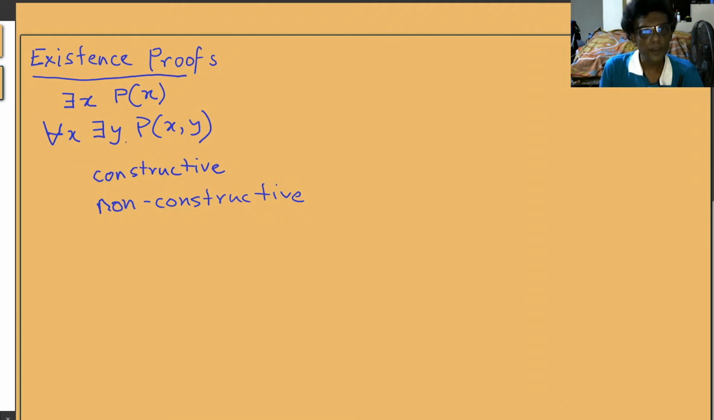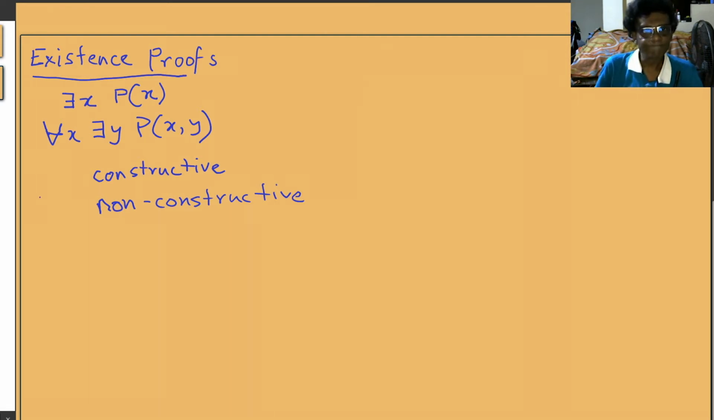proof. Likewise, if I consider this second statement, if I am given an x, and I can find y as an explicit function of x such that p(x, y) is true, this is a constructive proof. On the other hand, if I just show that for any given x, there exists some y without specifying an explicit formula of y as a function of x such that this is true, then this is a non-constructive proof.